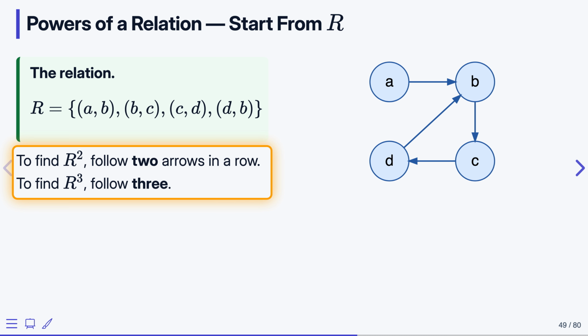The method for powers is simple. For R squared, follow 2 arrows in a row. For R cubed, follow 3 arrows in a row. Let's do R squared first.